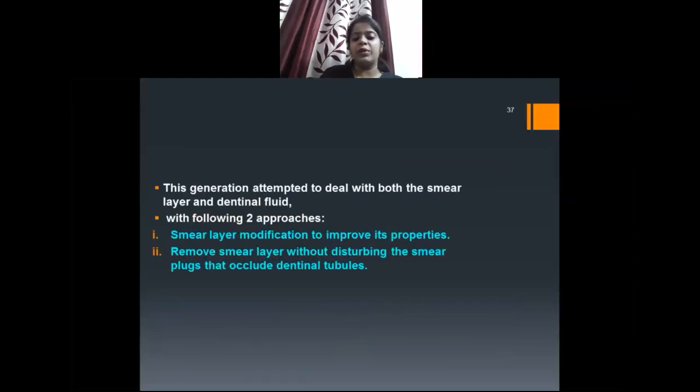This generation attempted to deal with both the smear layer and the dentinal fluids with the following two approaches. Smear layer modification, to improve its properties, and removal of the smear layer without disturbing the smear plug that occludes the dentinal tubule.